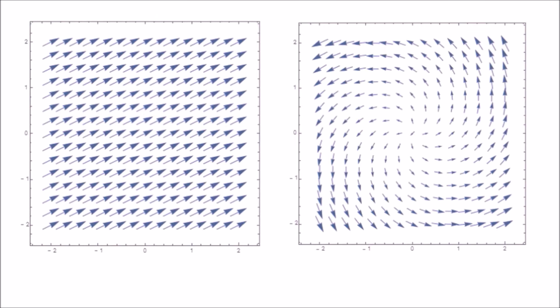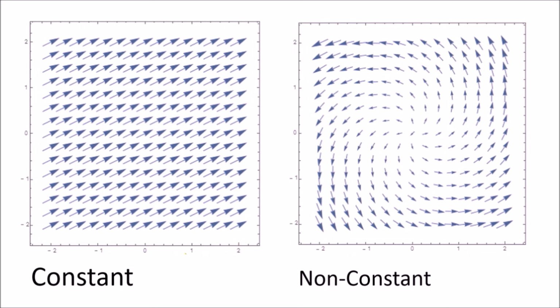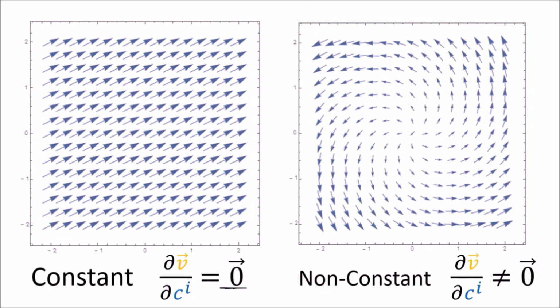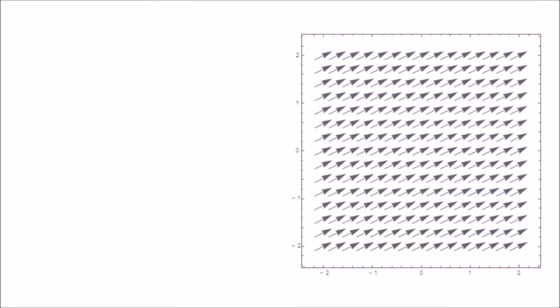So if we look at these two vector fields in flat space, we can clearly see that the first vector field is constant because all the vector arrows have the same length and direction. And the second vector field is not constant because the vector arrows are changing length and direction. So it makes sense that the covariant derivative of the first vector field is 0, since the rate of change of the vectors is 0. And likewise, the covariant derivative of the second vector field is non-zero because the vectors are changing.